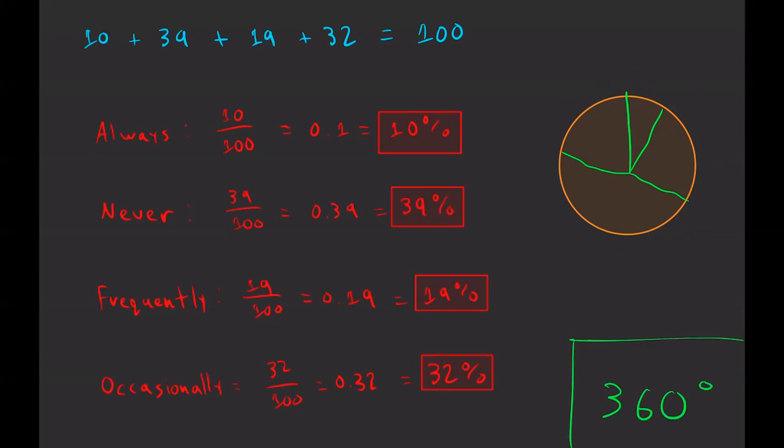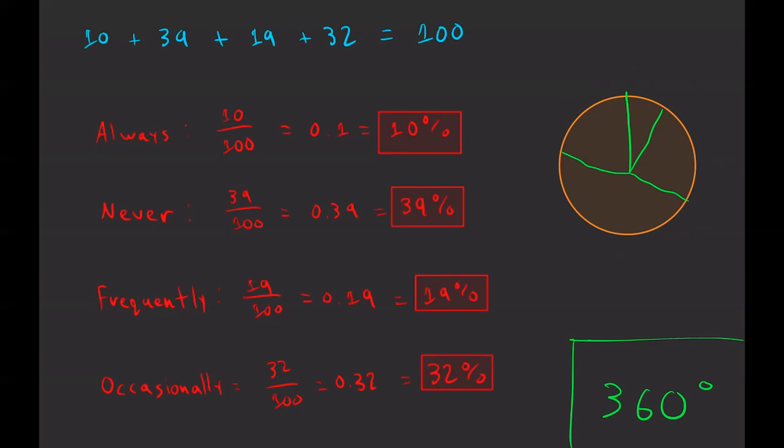So you can hearken that to saying maybe someone did a 360 or they did a 180. If someone does a 360, they spin around in a complete circle. So the circle has 360 degrees all the way around it. And we know that, for example, the people that responded always comprise 10% of that.